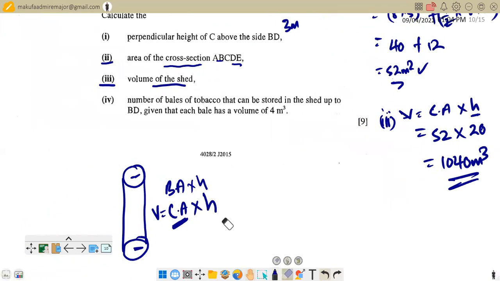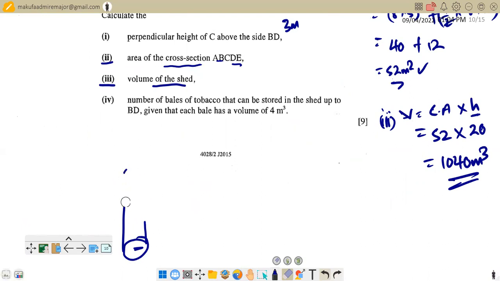We are given to calculate the number of bales of tobacco that can be stored. So remember, these will be bags of tobacco that you are having. So how many bales are we going to have? And take note, guys, about this. When the shed, we have stored in the shed up to BD. So we have stored up to BD. This is where we are storing this up to BD. And each bale has got a volume of 4 cubic meters.